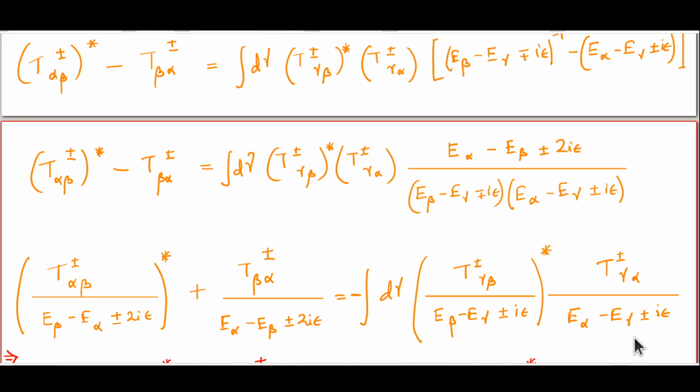On this side, you simply have the integral over gamma of the product of two factors which look very similar. You have T plus minus gamma alpha by E alpha minus E gamma plus minus I epsilon. And the other factor is T plus minus gamma beta by E beta minus E gamma plus minus I epsilon, but the conjugate of that. Note that this is the factor that you had, and this is what you end up with because of the conjugation.